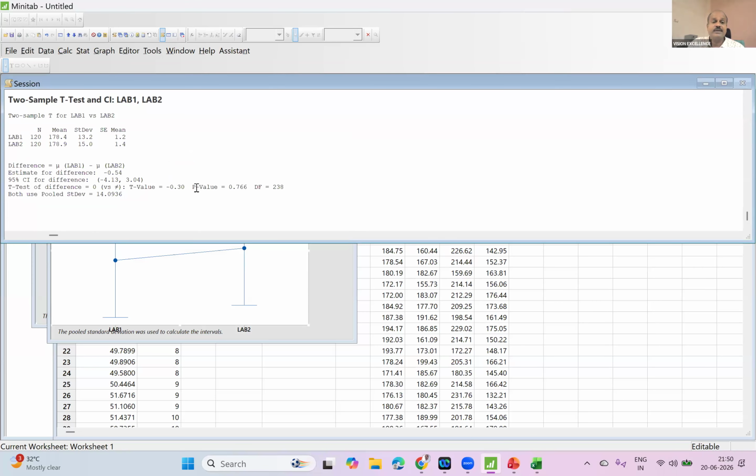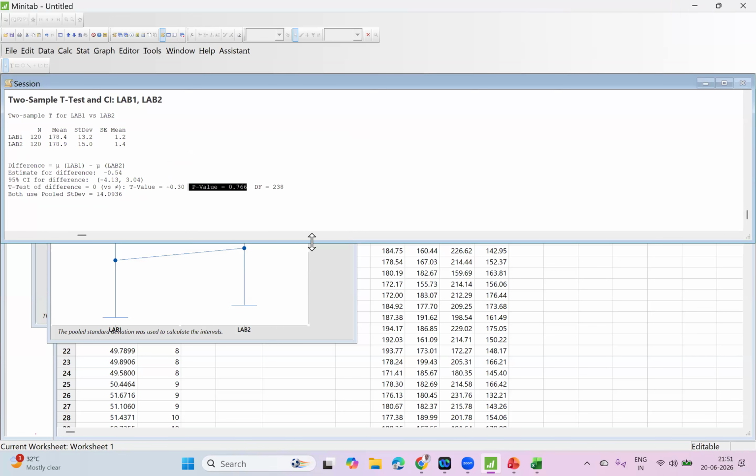What is required? We should refer to the p-value. Tell me, what is the p-value? 0.76. So, same decision? Yes, sir. Only thing is, the visual, the interval plot, is not produced. Are you with me, all of you? Yes, sir. Sir, here I have a question.